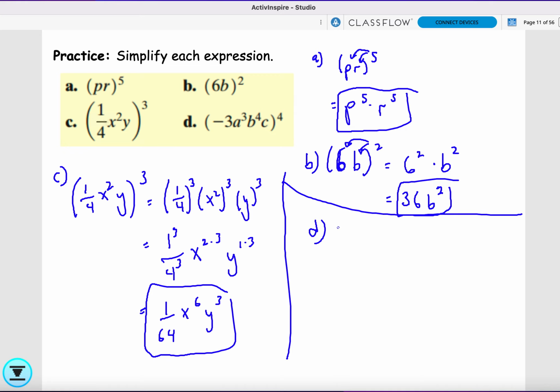D is negative 3, A to the 3rd, B to the 4th, C to the 4th power. That gets distributed with everything. So then we get negative 3 to the 4th, A to the 3rd to the 4th, B to the 4th to the 4th, and this C to the 4th. And there's a 1 here. So negative 3 times negative 3 is a 9. So it'll be positive 81.